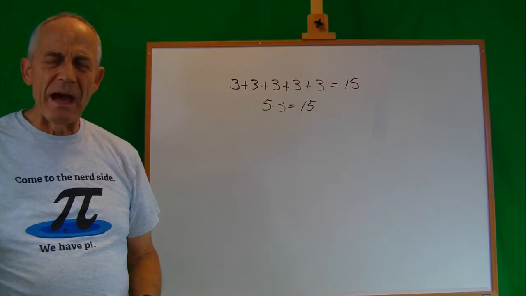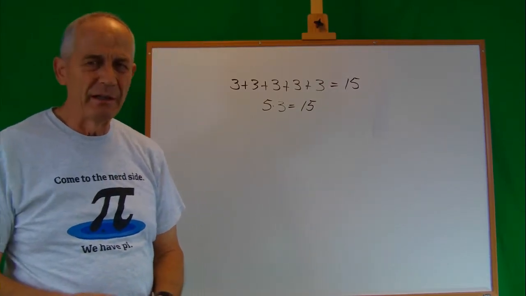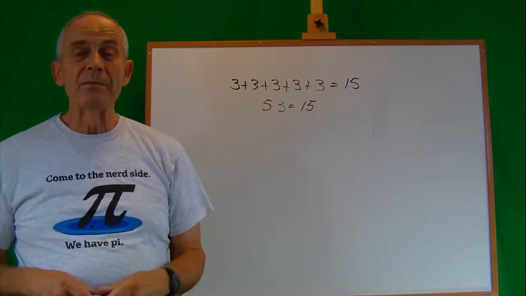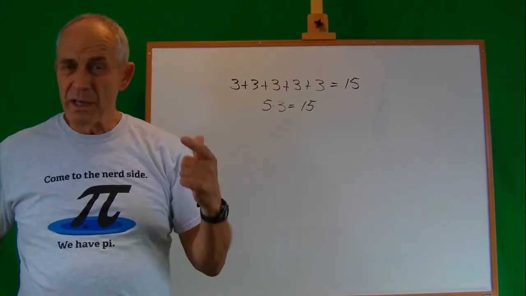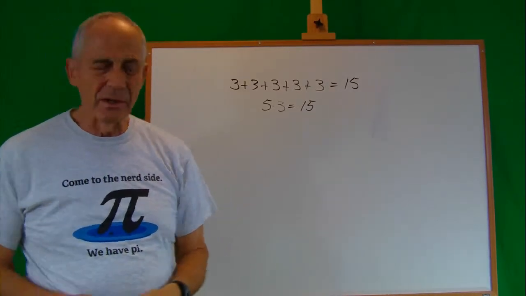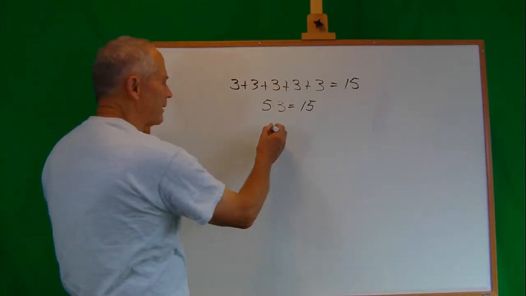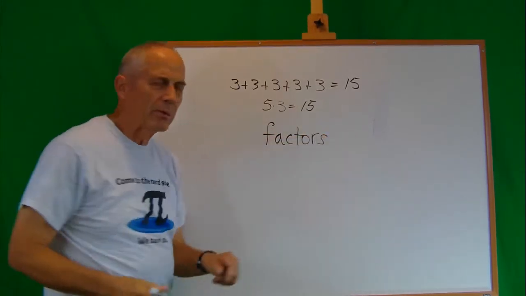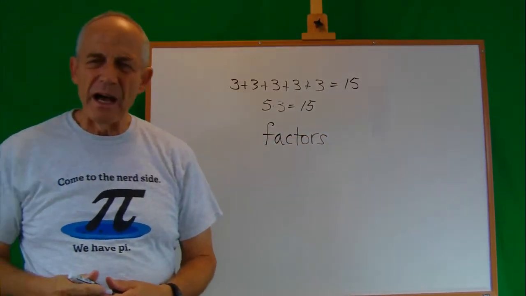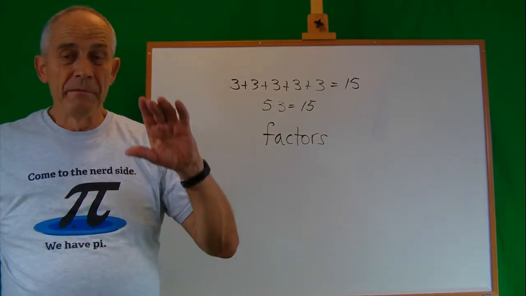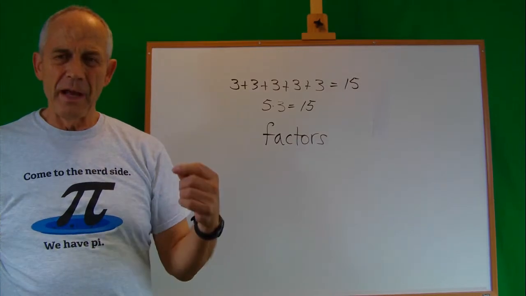Now, there's some things about multiplication that you need to be aware of. Some vocabulary words. Numbers that we multiply together to get the result are called factors. In other words, 3 and 5 are factors of 15. 15 is called the product.